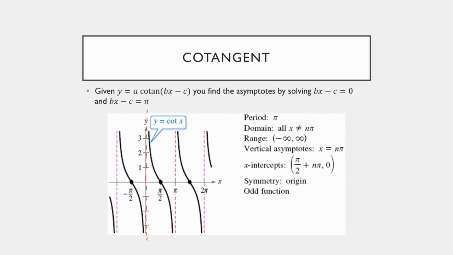So the period is the same, but the domain is different. Where the vertical asymptotes are different. So the way that you create your graph here is a little different. But we're still going to use the same basic ideas where we're going to take bx minus c and we're going to set it equal to the asymptotes. And so one asymptote is at 0 and then the other one is at pi. And that will give us the location of two asymptotes, which then we can use to do the rest of our graph.